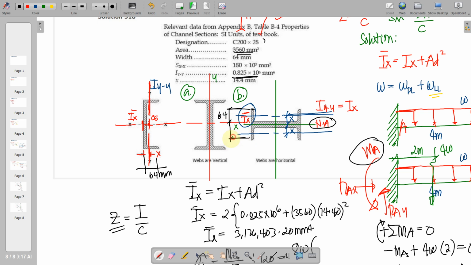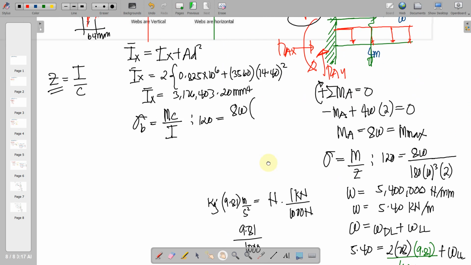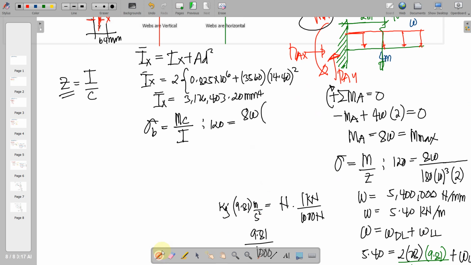So this is also applicable to this. Okay, so we'll just place 64 millimeter here, and then this is the I, 3,126,480.2. So therefore we can get the value of W equal to 732,750.75. So this is supposedly Newton per millimeter.